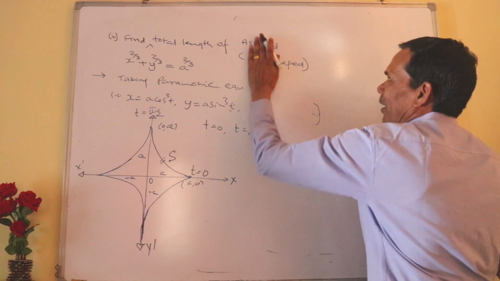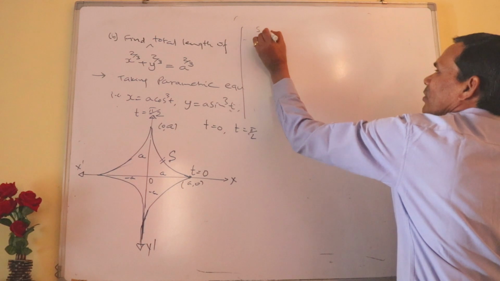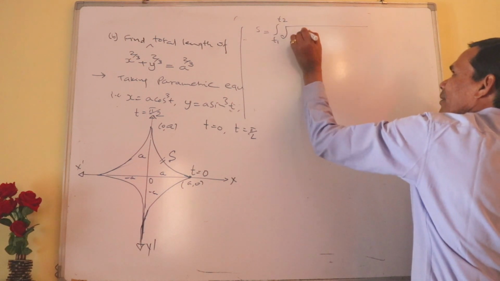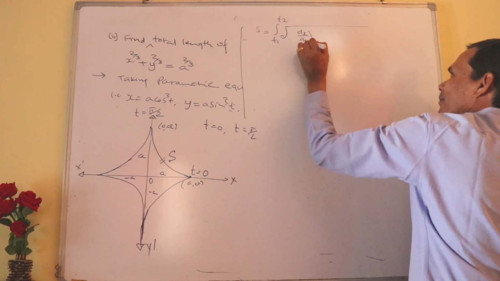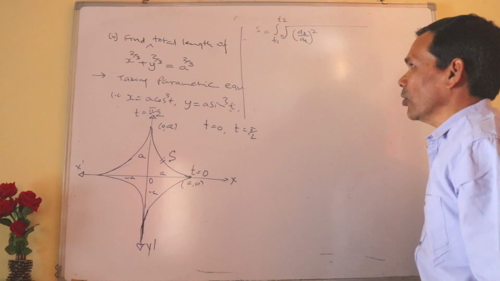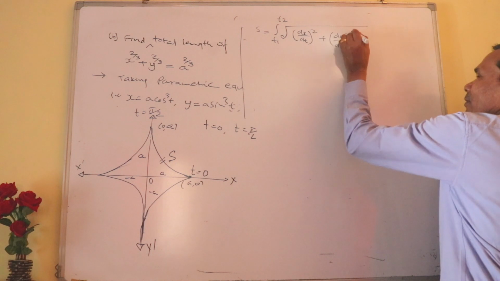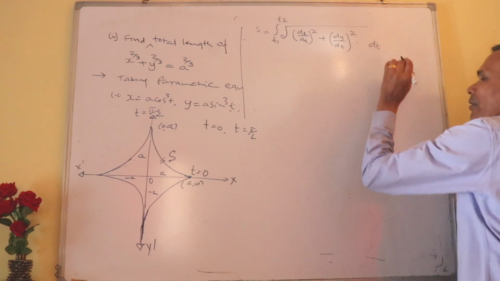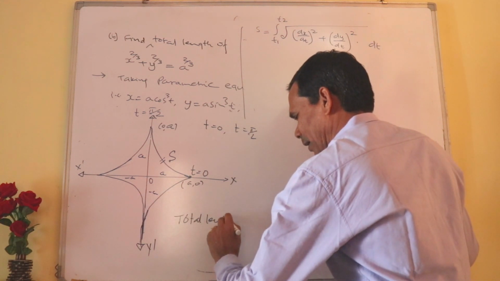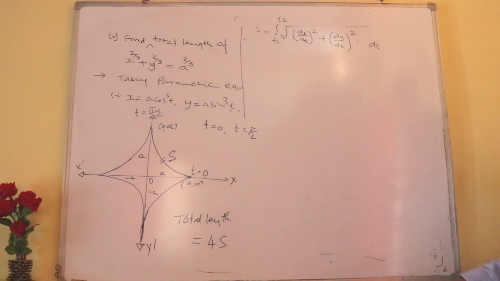So we use the formula in the parametric form. That formula is S is equal to the integral from t1 to t2 of the root of (dx by dt) bracket square plus (dy by dt) bracket square, into dt. So this is for the first quadrant. The total length is equal to 4 times S. We find out S and make it 4 times.